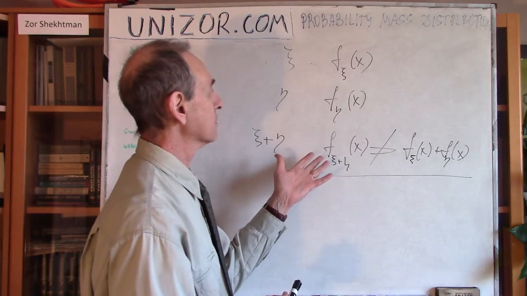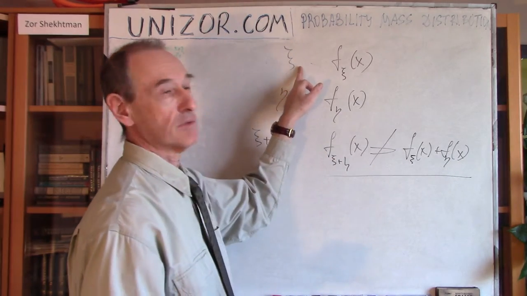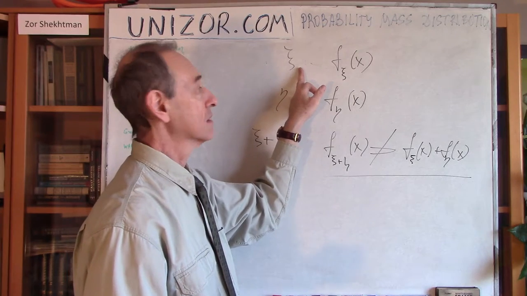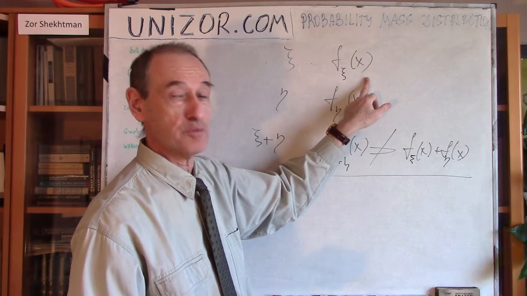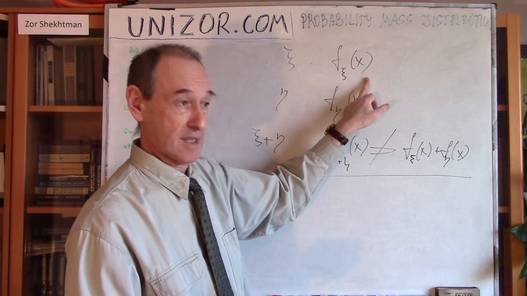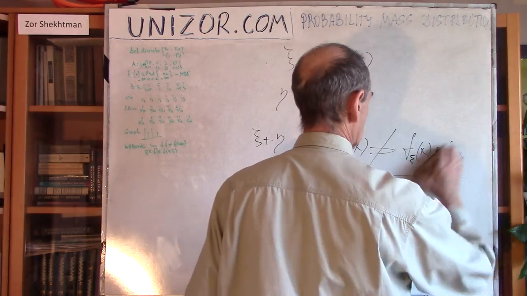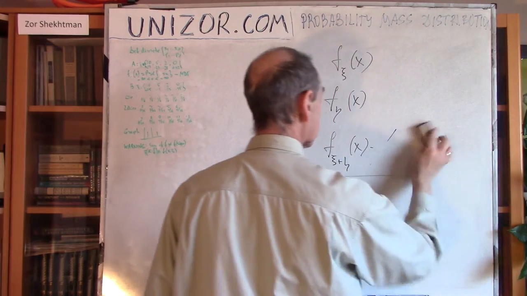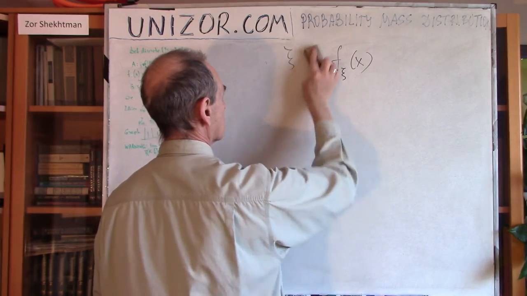Now, same thing about the multiplication by a constant. If you multiply the random variable by a constant, it doesn't mean that its mass distribution function is multiplied by a constant. That's absolutely not true. It will be different, obviously, but it's definitely not the result of multiplication.